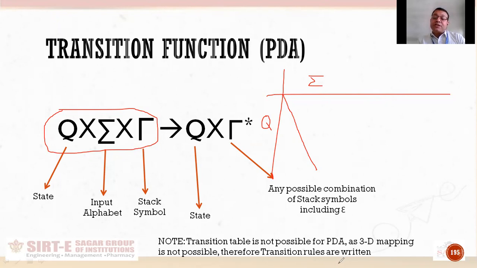So we use transition rules to write a PDA. We will write transition rules, and in some literature, in some books, you can also find transition diagrams. I will also discuss those transition diagrams later on. But for now, you just remember that a transition table is not at all possible for a PDA because 3D mapping is not possible. Thank you so much. This was all about PDA.